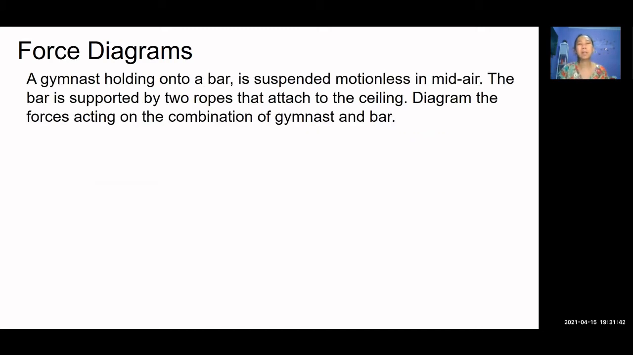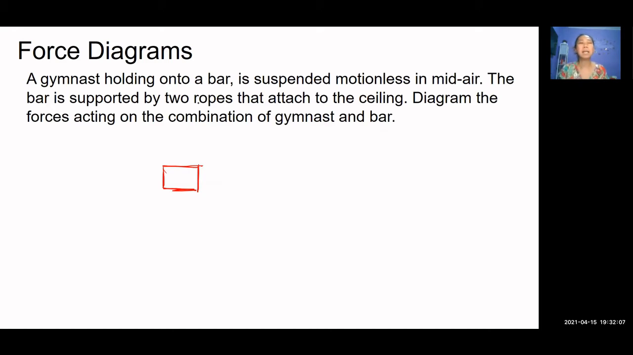A gymnast holding onto a bar is suspended motionless in mid-air. So the bar is supported by two ropes that attach to the ceiling. Diagram the forces acting on the combination of the gymnast and bar. Okay, so assume natin na yung gymnast and yung bar is isang object lang. Okay, so let's just say na ito yung ating object na yon, okay, and i-represent natin siya ng isang box.